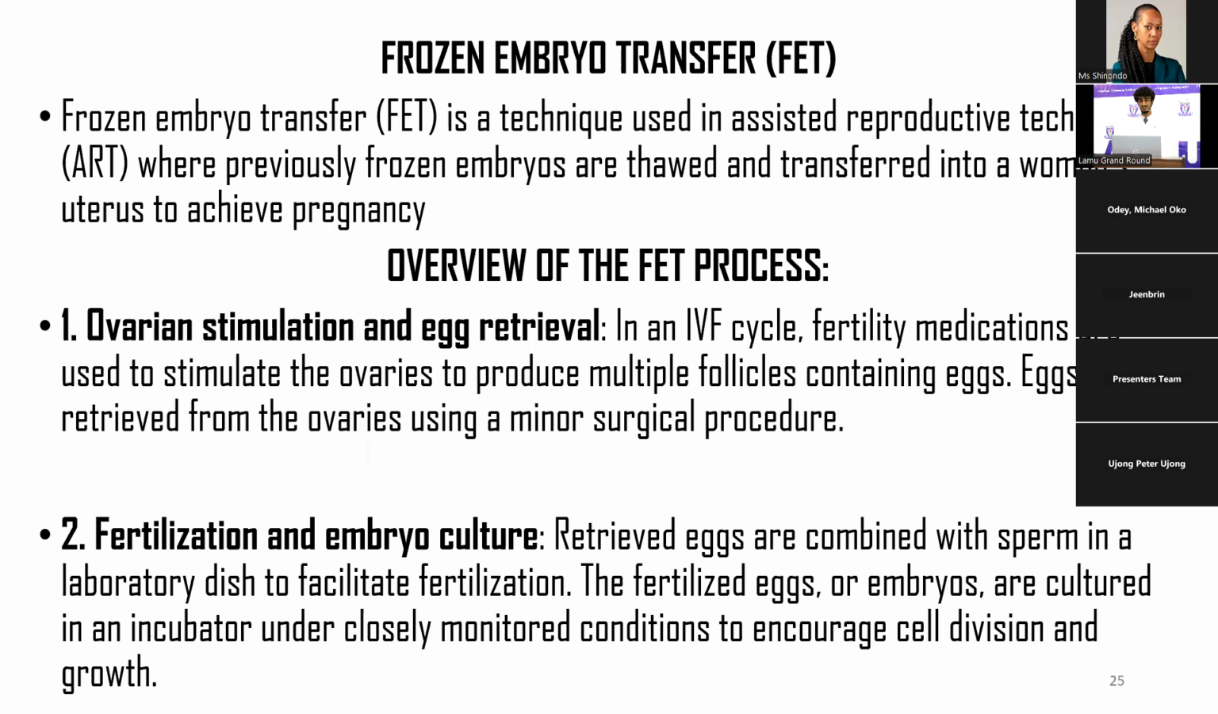And it takes place in 6 main steps. The first step is to use fertility medications to allow the stimulation of the ovaries to produce follicles that contain eggs. And once these eggs are produced, they are retrieved using a non-invasive surgical procedure. After this, the retrieved eggs are then combined with sperm in a lab dish to allow for fertilization to occur. And then they are closely monitored to make sure that there is proper cell growth and cell division.